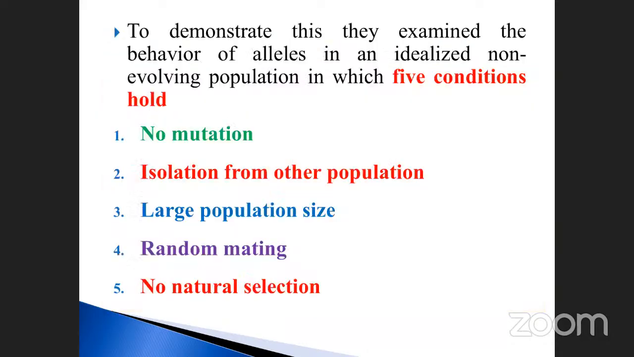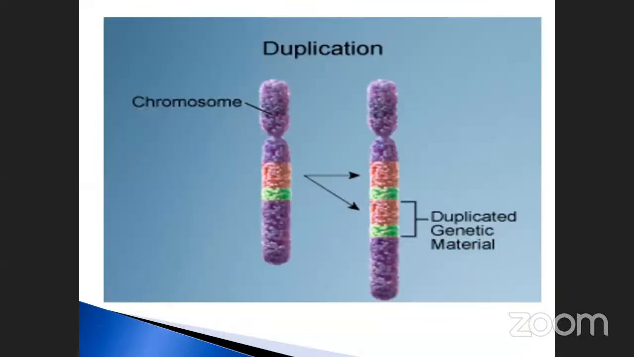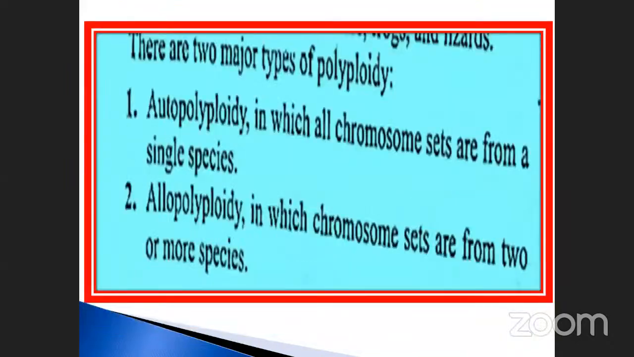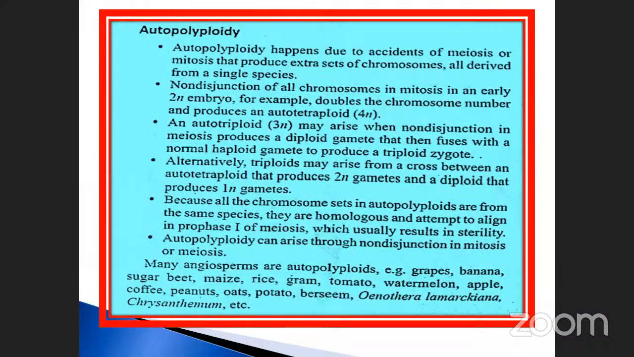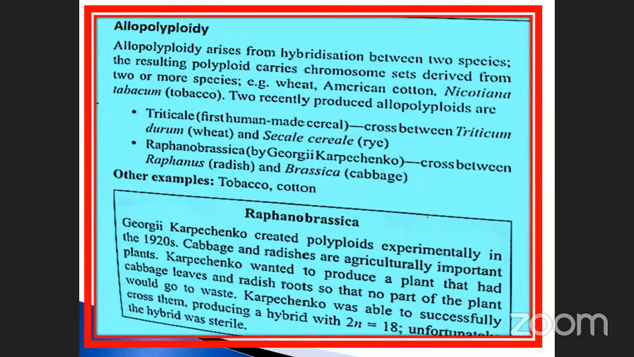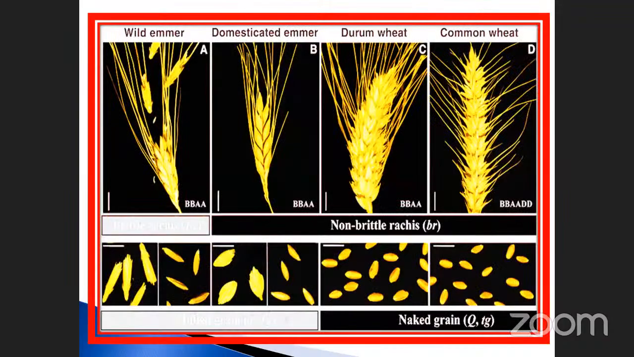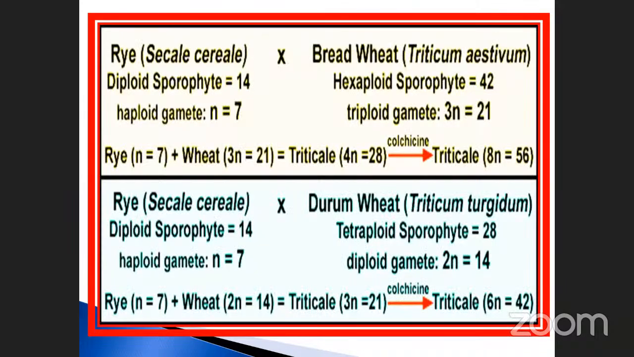Today, what we discussed: what is ploidy, allopolyploidy, autopolyploidy, and what are the examples. Also, this is very, very important: Triticale, Raphanus, Brassica, how cross-breeding was done by the scientists, and as a result what new species they obtained. So these are the chromosomes.